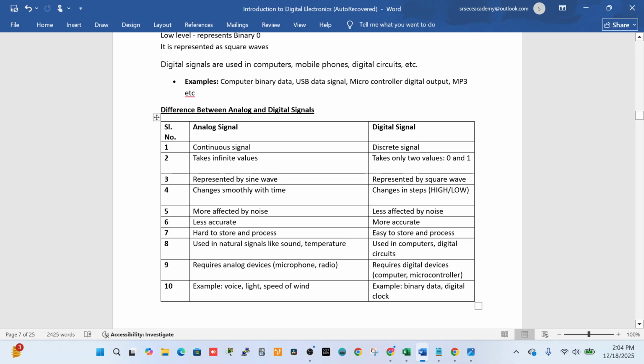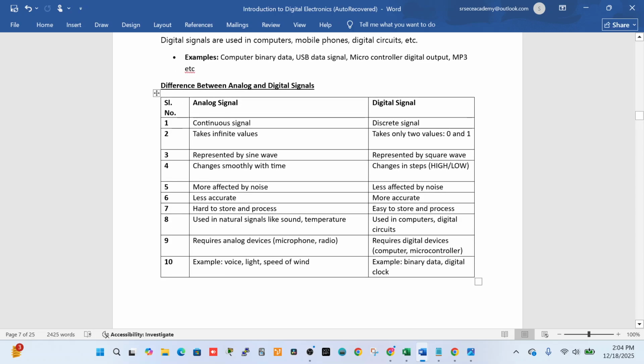Analog is used in natural signals like sound, temperature; digital is used in computers, digital circuits. Analog requires analog devices like microphone, radio; digital requires digital devices. Examples of analog: voice, light, speed of wind, etc. Examples of digital: binary data, digital clock, pen drive, laptop. We can give many, just write three or four.